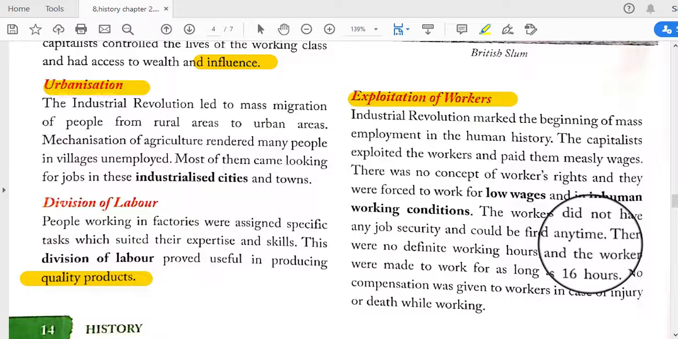and they could be rejected from the industries at any time, and there was no security, and there were no definite working hours, and the workers were made to work for as long as 16 hours, and no compensation was given to workers in case of injury or death while working. So there was no kind of compensation or security money if they were injured or dead.